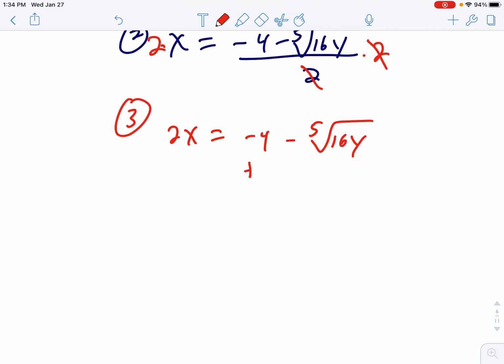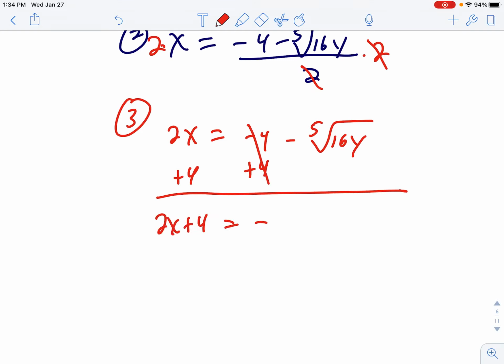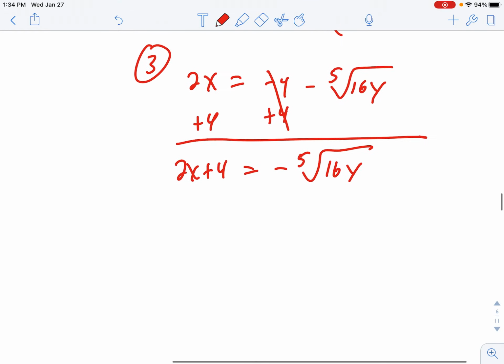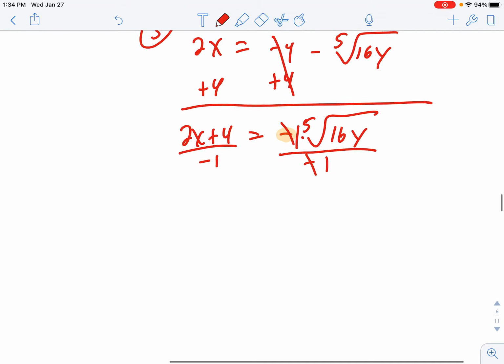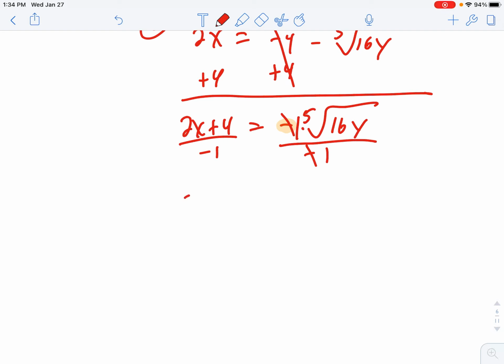Now let's see, how about if I add 4 to both sides to cancel that out? 2x plus 4 equals the -5th root of 16y. Ooh, there's a lot of work to do here. To cancel out that negative, now that negative is like having a -1 being multiplied there. So I want to divide by -1 to cancel that negative out. If I divide by -1 here, I get -2x minus 4 equals the 5th root of 16y.